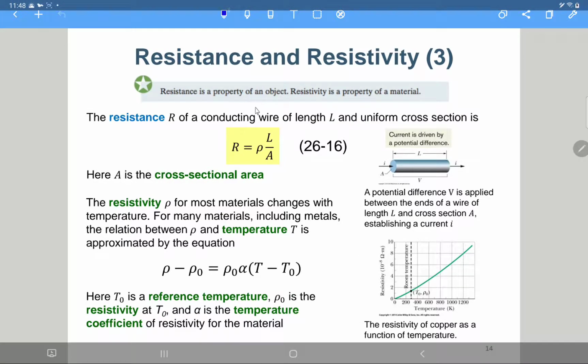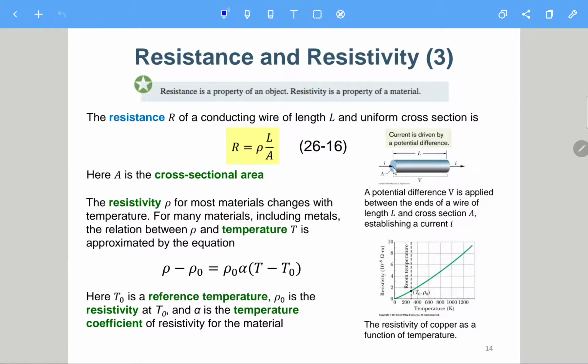So actually, we assume we have a cylindrical wire. The length is capital L, and the cross-section area is A. So the resistance of this wire will be rho, the resistivity, multiplied by the length and then divided by the cross-section area. This means that if the cross-section area is larger, then the resistance will be lower, and if this is longer, then the resistance will also be larger.